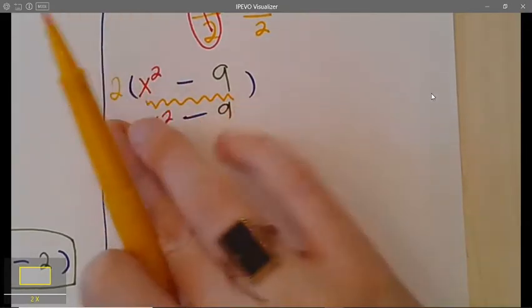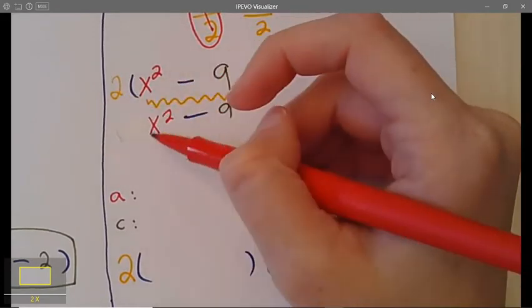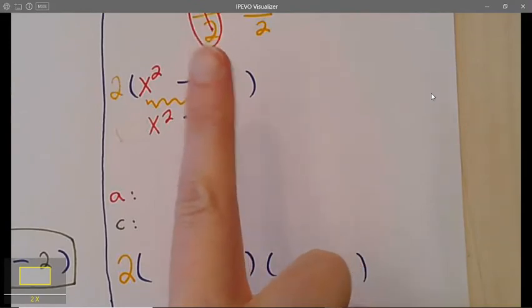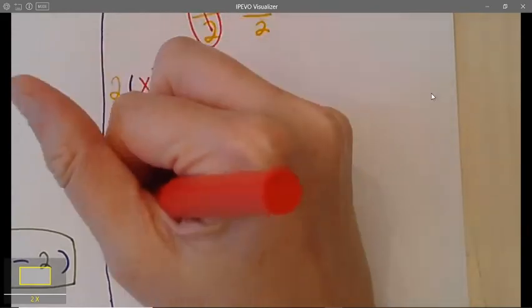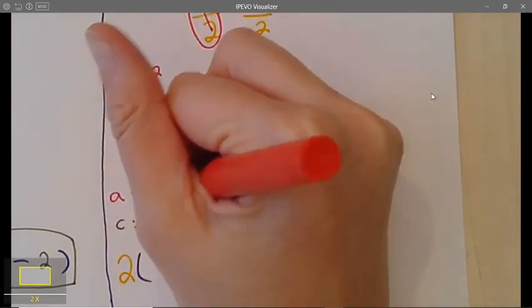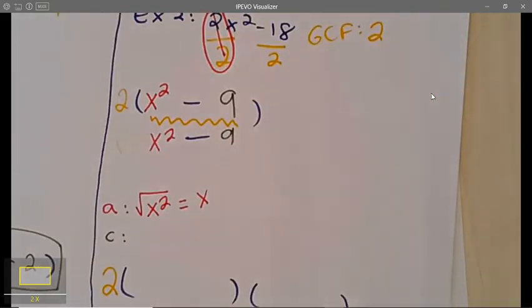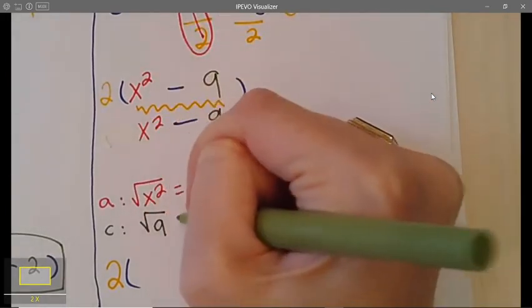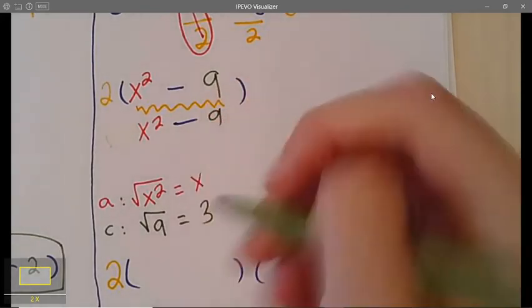So when we factor using a difference of 2 squares, you're going to square root the first term and the last term, but don't forget, you do not include the negative when you are square rooting the second term. So I'm going to square root the x squared, which is x, correct? And then I'm going to square root the 9, because remember, I'm ignoring the negative. What times what gives me 9? It is a 3.